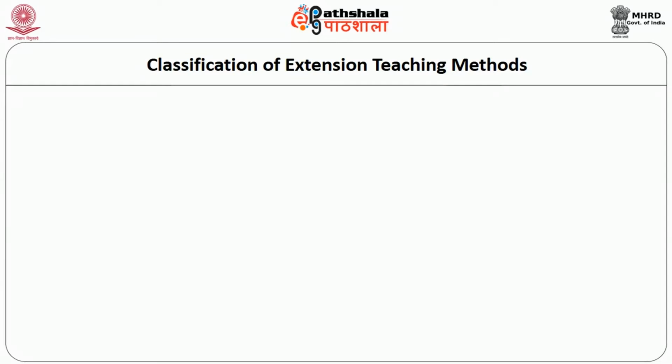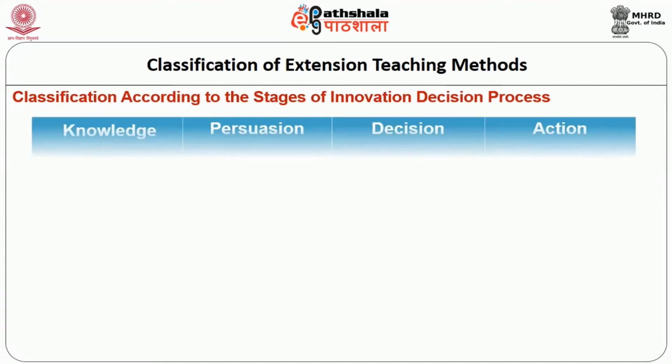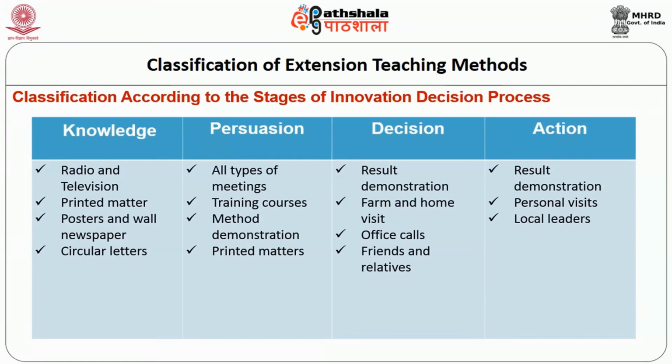The next classification is according to the stages of innovation decision process. Some farmers would have shown interest and developed knowledge, and according to the stages of adoption of innovation, we can use the below mentioned extension teaching methods. Suppose we want to impart knowledge to the farmers, suppose the farmers are in the knowledge gaining stage, then we can go in for radio and television, printed matter, posters and wall newspapers and circular letters.